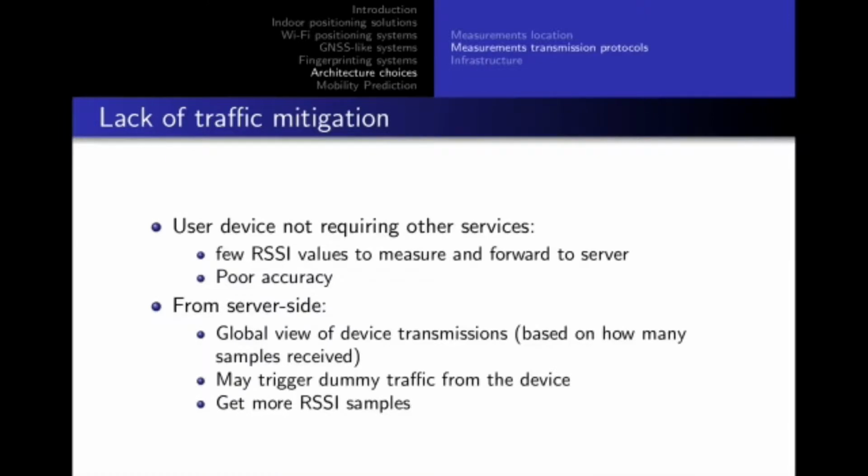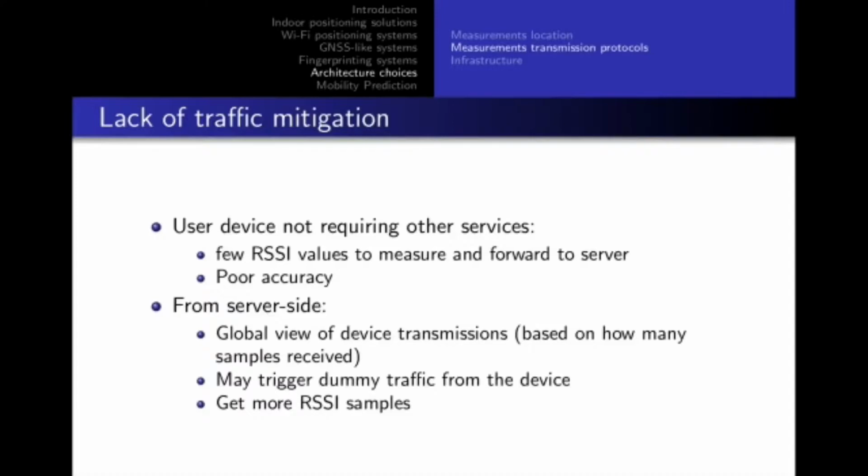Sometimes we have to mitigate the lack of traffic between the device and the infrastructure when the user device is not requiring other services than being located. Indeed, with few RSSI values to be measured and forwarded to the server, the accuracy might be poor.